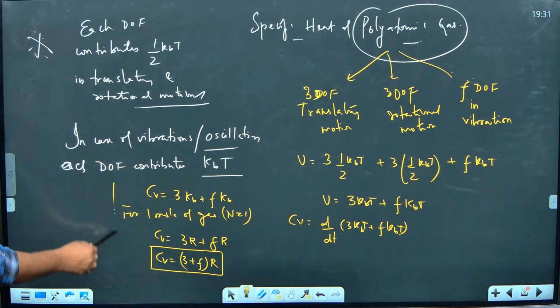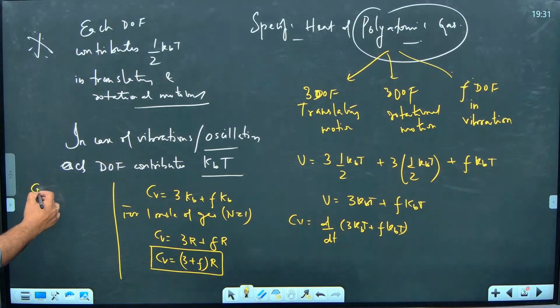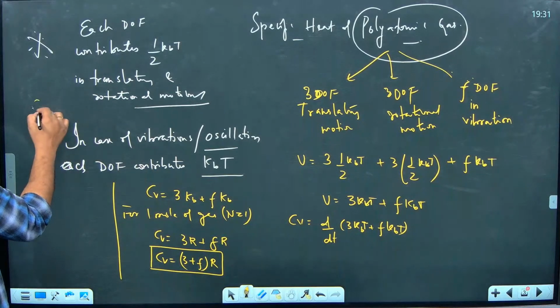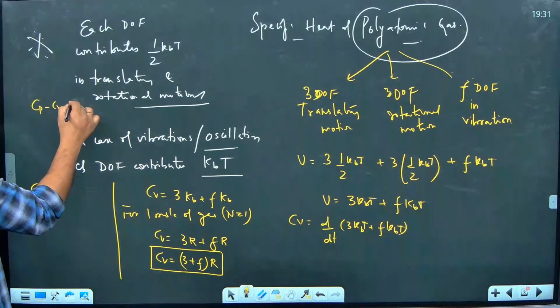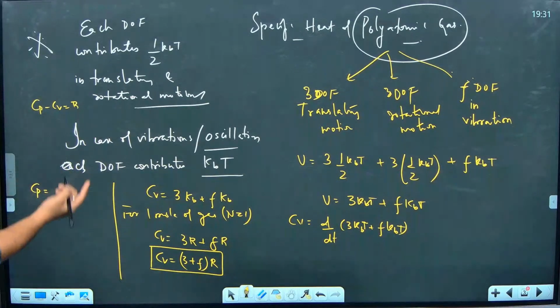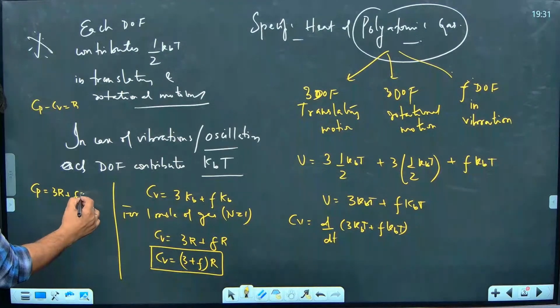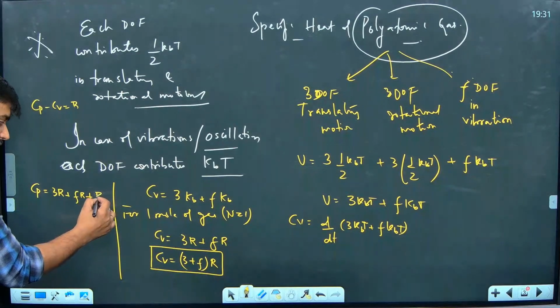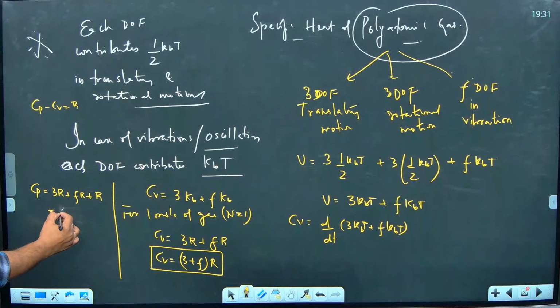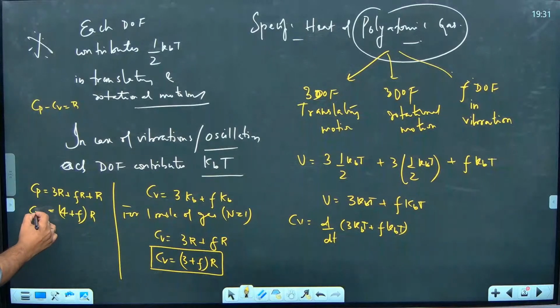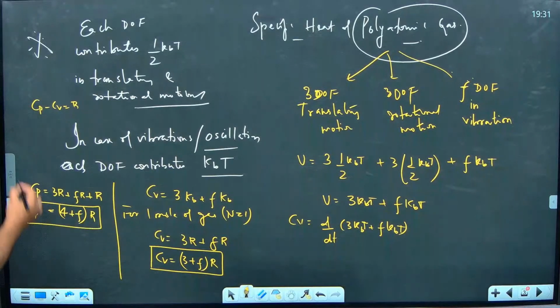Now, if I want to find the value of Cp, what will that be? You know very well, Cp minus Cv is equal to R. So Cp will become equal to Cv plus R. So 3R plus FR plus R. 3R plus R will become 4R. So (4 plus F) into R will be my Cp value. Do you agree with me?